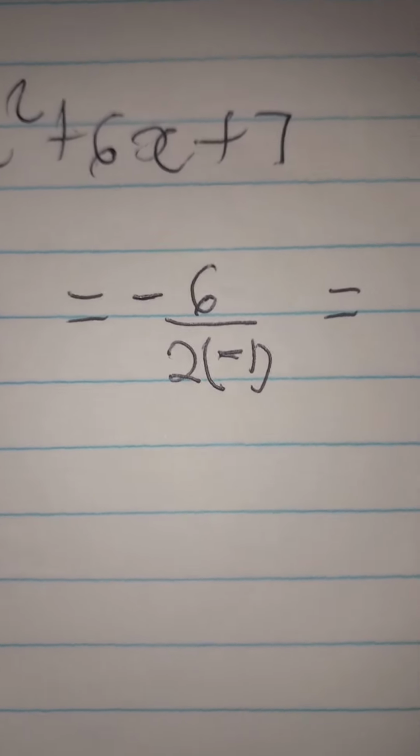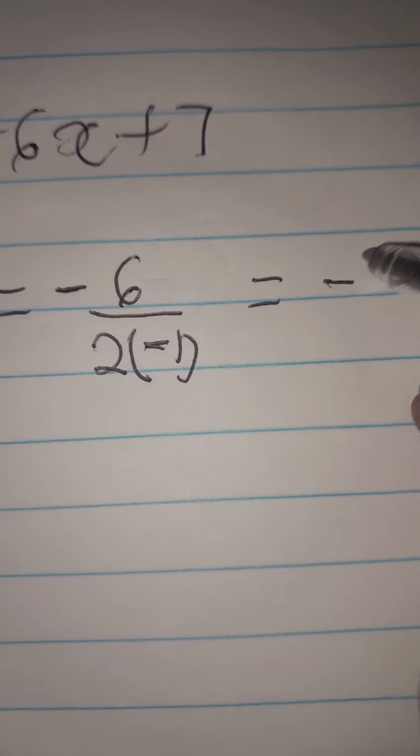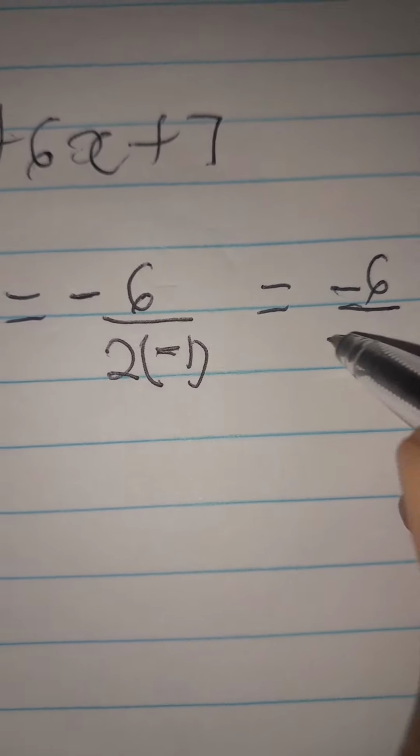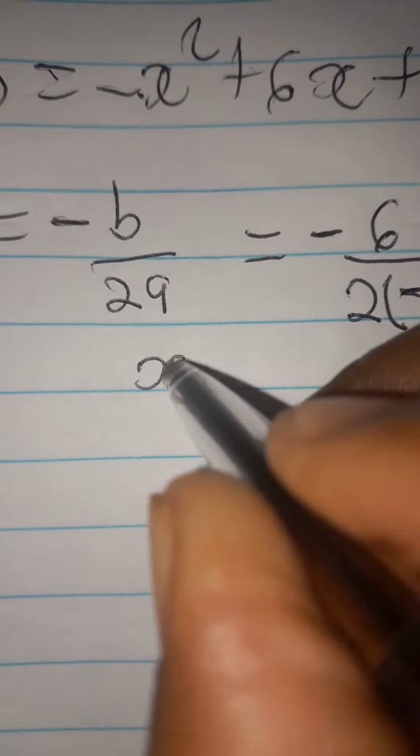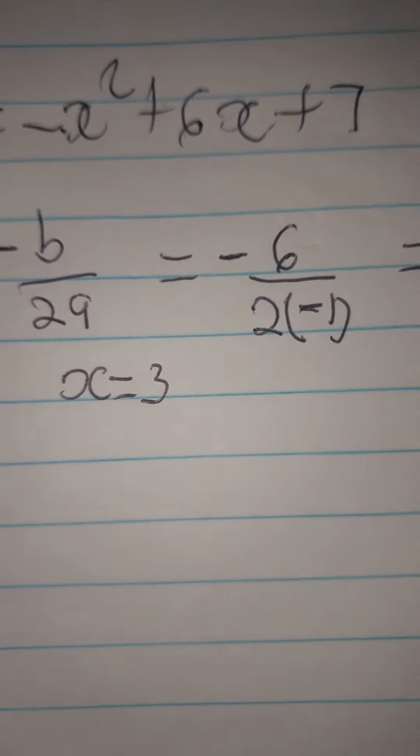So what are we going to get here? We are going to have negative 6 over 2 times negative 1, that will be negative 2. How many times does 2 go into 6? It goes 3 times. So in other words, x is going to be 3.